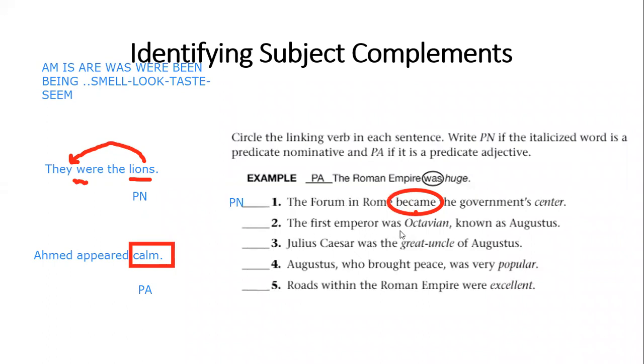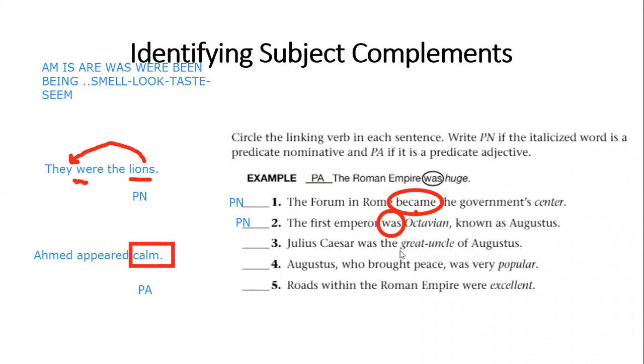The first emperor was Octavian, known as Augustus. Okay, so where is the linking verb first? We're having here was, okay, and we're having here Octavian, known as Augustus. So the verb was is a linking verb, and Octavian here is a noun, so we're having PN, predicate nominative. Octavian refers to what, guys? To emperor. Okay, Octavian is referring to emperor.